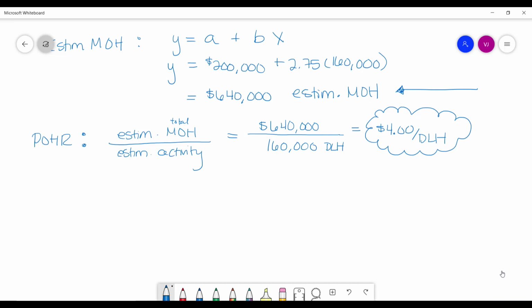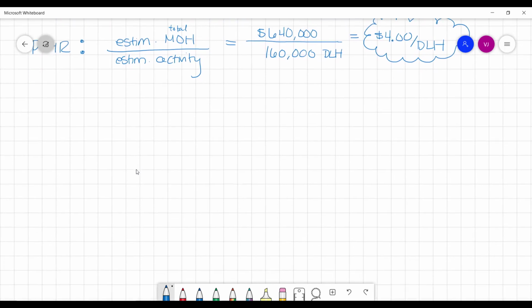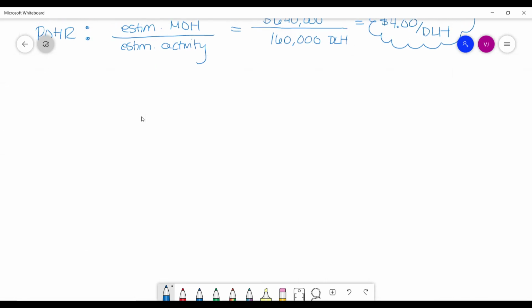So let's look at an example that applies the use of a POHR, but also looks at the other costs involved with a job. So let's assume we're looking at job X here, okay? Let's assume we know that job X required $200 of direct materials, okay?